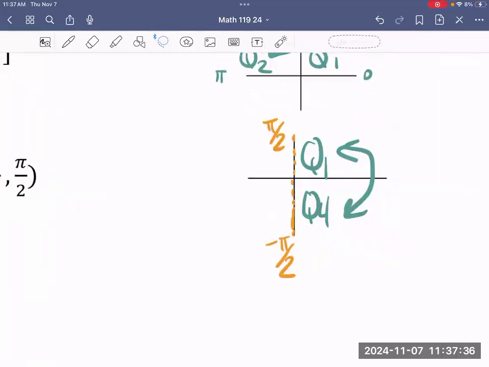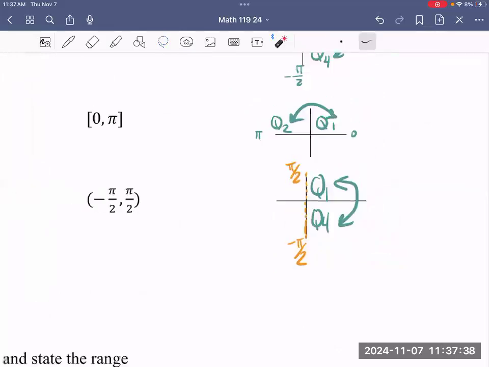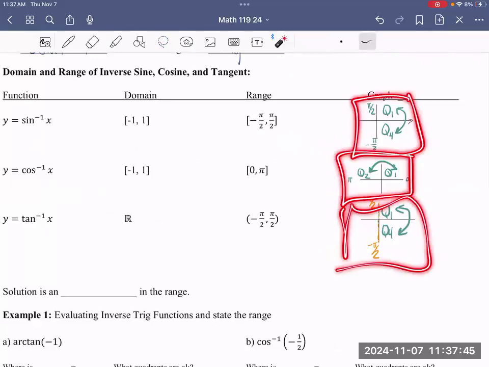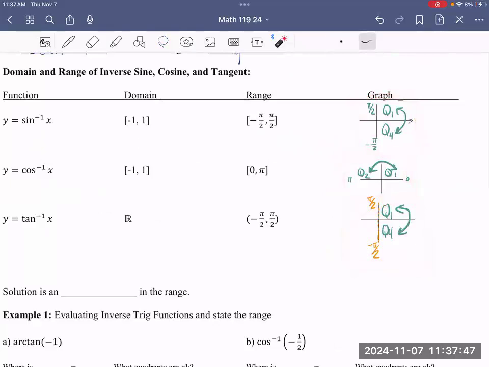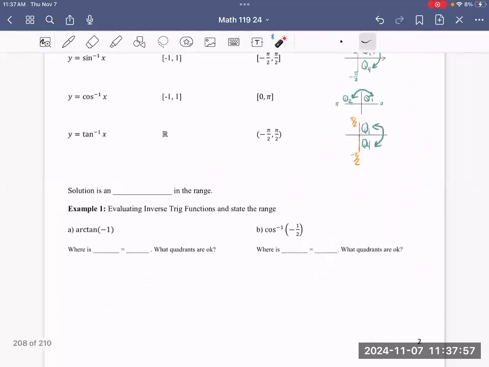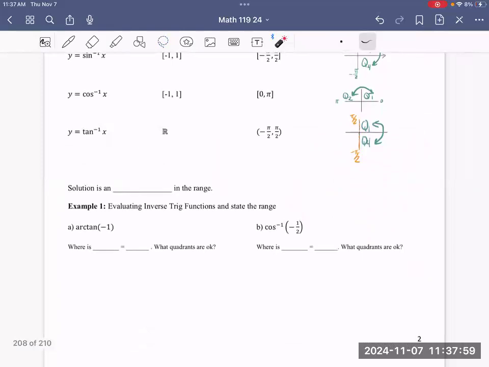So I would draw yourself a little chart, and then I would put it, honest to God, on a flashcard just so that you can remember where your domain and your range lie. We're really going to be working with your range when we're looking at your theta. Keep in mind, the solution is an angle in the range, which we just spoke upon.